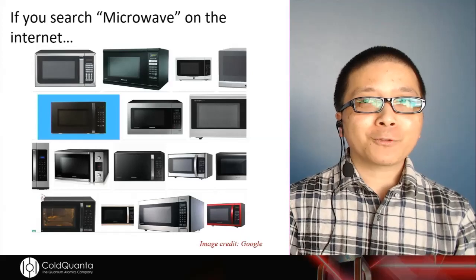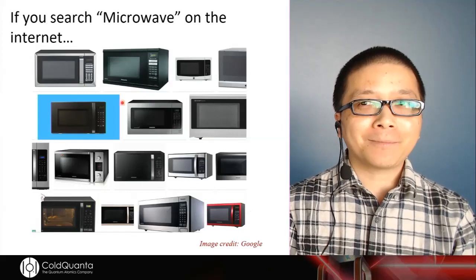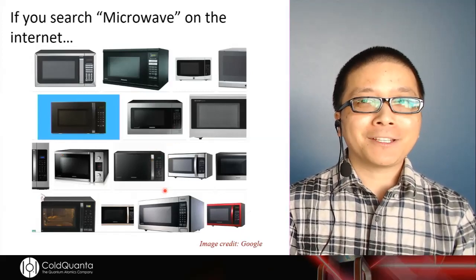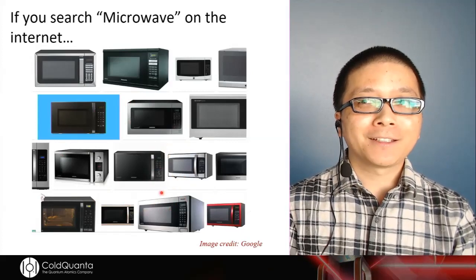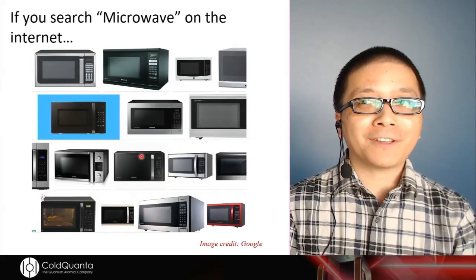If you search the word microwave on the internet, you probably will get a lot of pictures like this. Microwave is a form of energy. There is a microwave source in the oven. They can be used to heat food, water, although microwave is not direct heat.